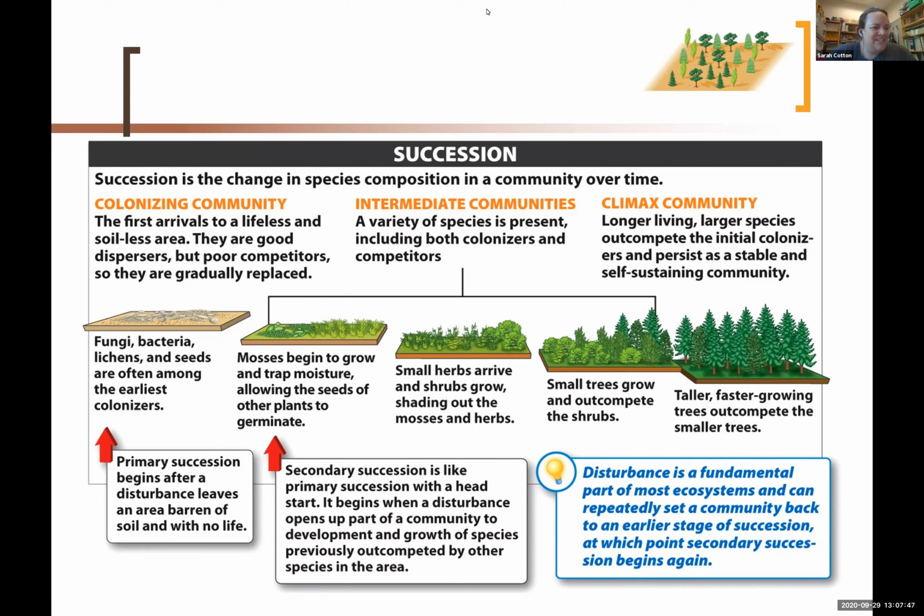So succession is kind of an ecosystem ecology topic, but it's also appropriate when we talk about human impacts because a lot of that kind of goes hand in hand. So this is where we stuck it. Okay. So succession is the change in an ecosystem over time. So species composition. Okay. There's two types of succession. There's primary succession and there's secondary succession.